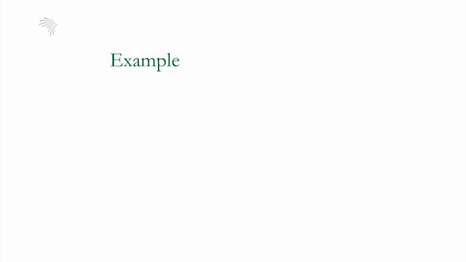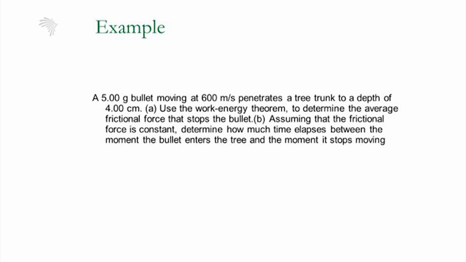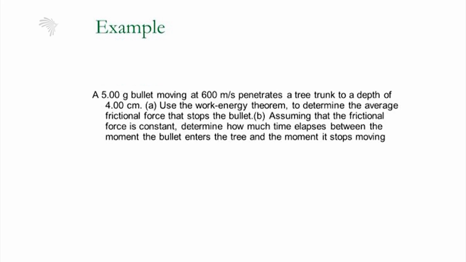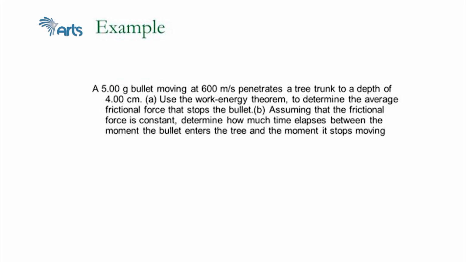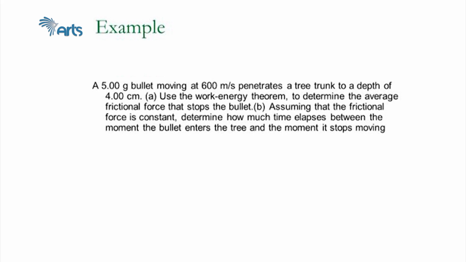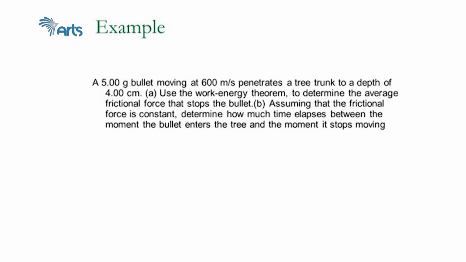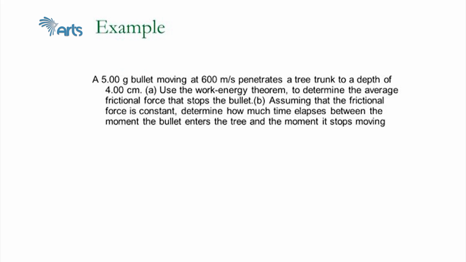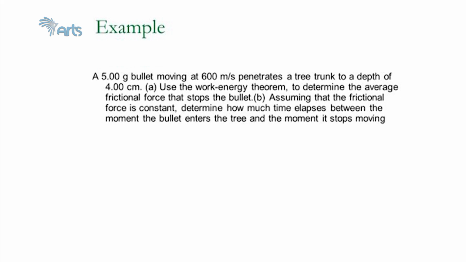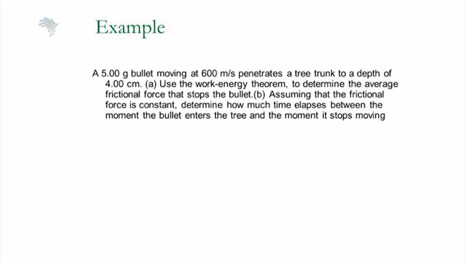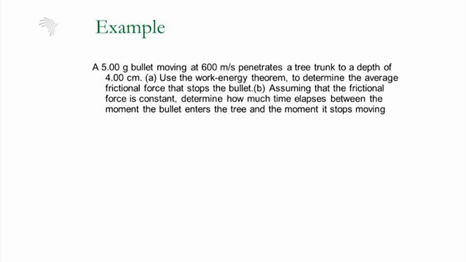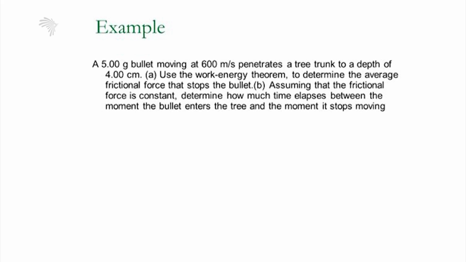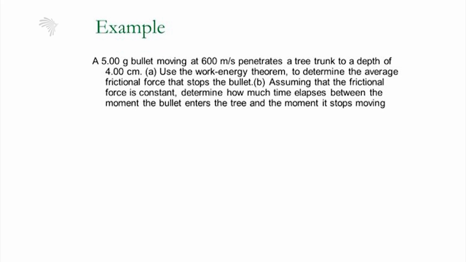The second example said that a 5-gram bullet moving at 600 meters per second penetrates a tree trunk to a depth of 4 centimeters. The first question is, use the work energy theorem to determine the average frictional force that stops the bullet. And second one is, assuming that the frictional force is constant, determine how much time elapses between the moment the bullet enters the tree and the moment it stops moving.